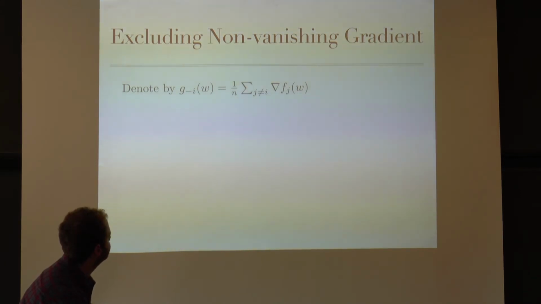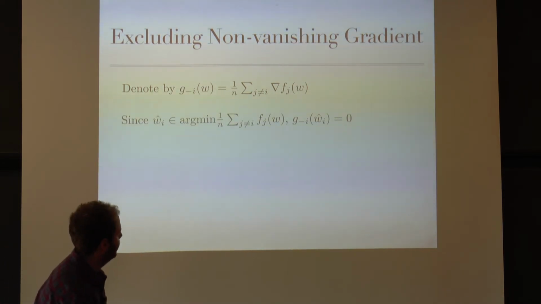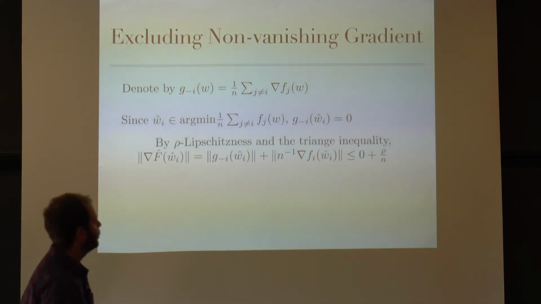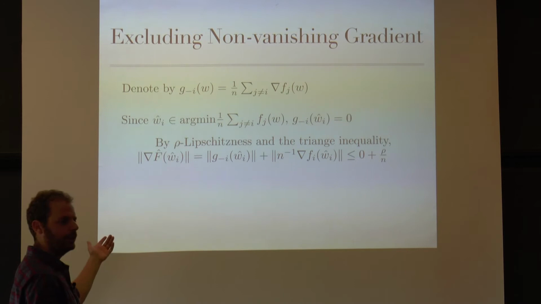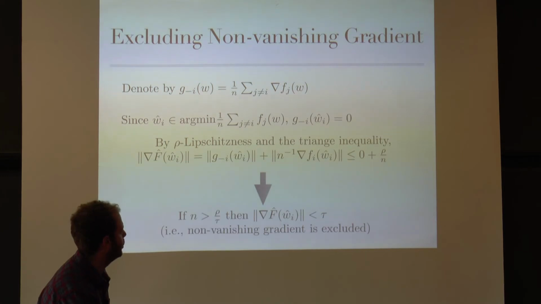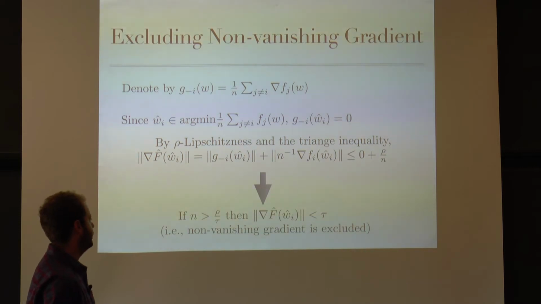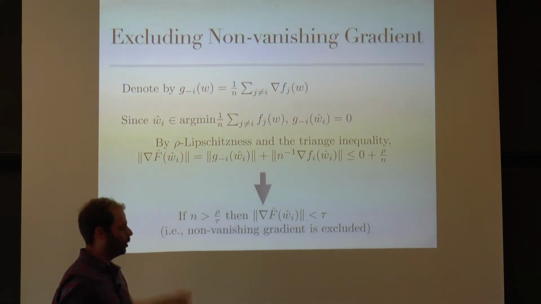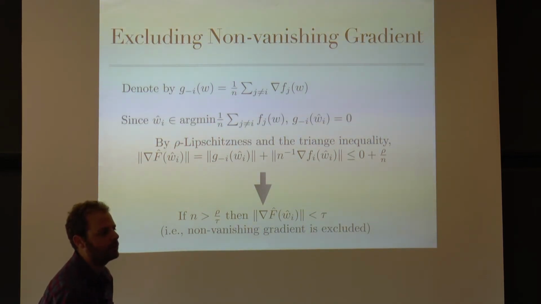Okay, so by the first order condition, if we evaluate this gradient at W^i, this is 0. And then by using Lipschitzness and the triangle inequality, we observe that the norm of the entire gradient at W^i is at most rho over n. So if you want this to be at most tau, then it's sufficient to have n of order rho over tau. So you can exclude these cases 1 and 2 by optimization. If you apply any optimization algorithm, it's not going to converge to a point that satisfies conditions 1 and 2.